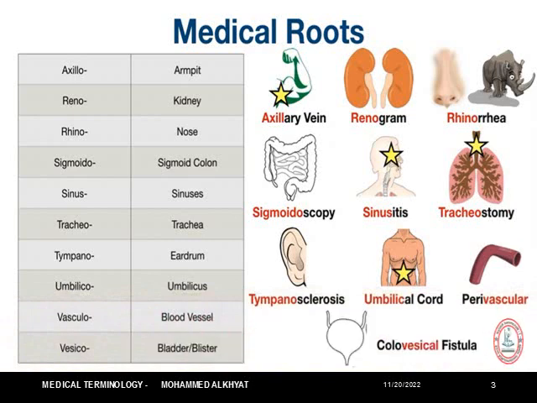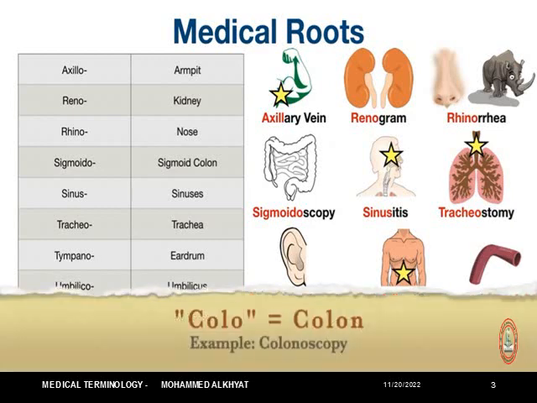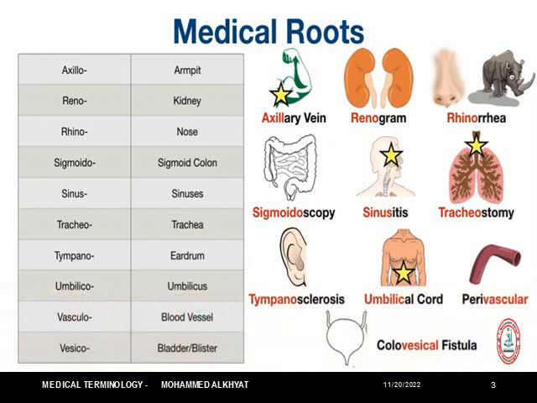Finally, we have vesico, which refers to the bladder. It can also mean blister as well. An example medical term is colovesical fistula, which is an abnormal connection between the colon and urinary bladder. This is a great example of two roots combined together. We have colo referring to colon that we learned in the last video, and we have vesico referring to urinary bladder.